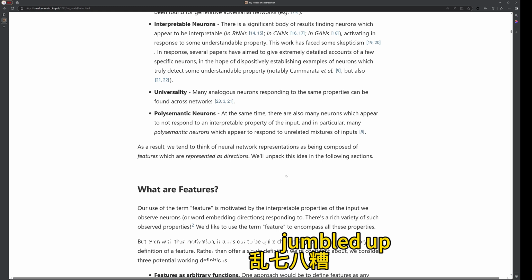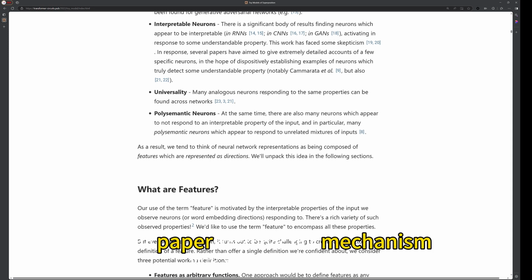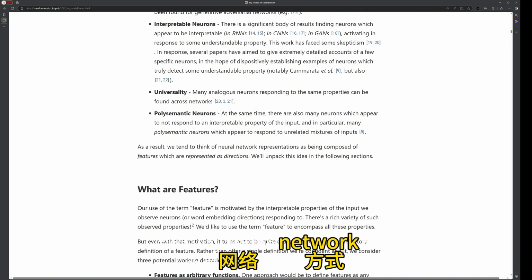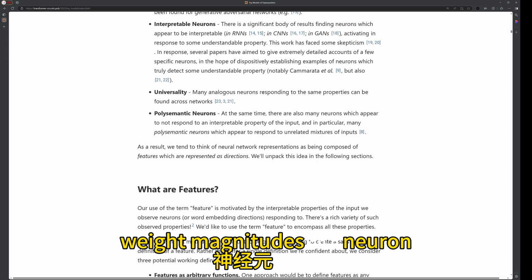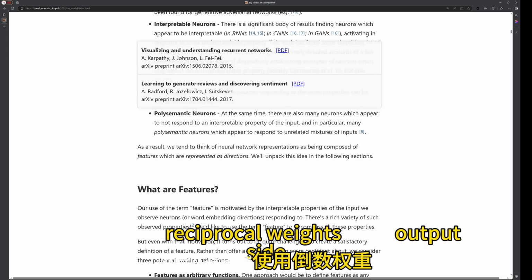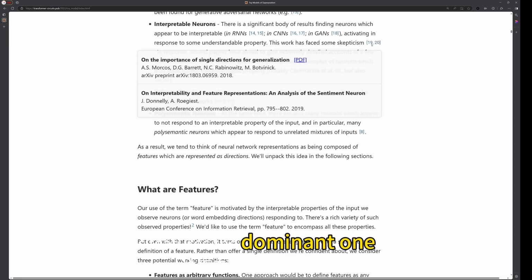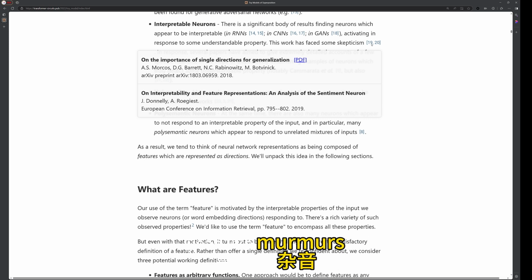With everything all jumbled up, you would think it would just be a chaotic mess. But the paper describes this mechanism, the asymmetric superposition motif. It's a way for the network to store features with different weight magnitudes on a neuron and then use reciprocal weights on the output side. So it's like creating a hierarchy within the superposition. Exactly. Like this feature is the dominant one, and the others are more like background noise. Like murmurs.